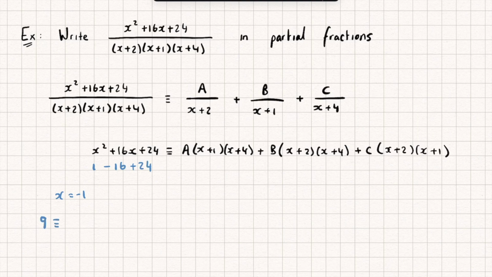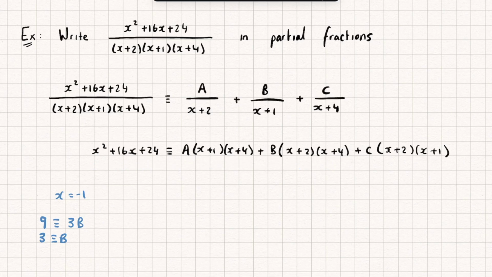On the right hand side, this term we just said goes to 0. The middle term, that's going to be negative 1 plus 2, which is 1, and negative 1 plus 4, which is 3. So that's going to be 3b. Dividing both sides by 3 gives us b is 3. So that's pretty straightforward. Let's find the next term.